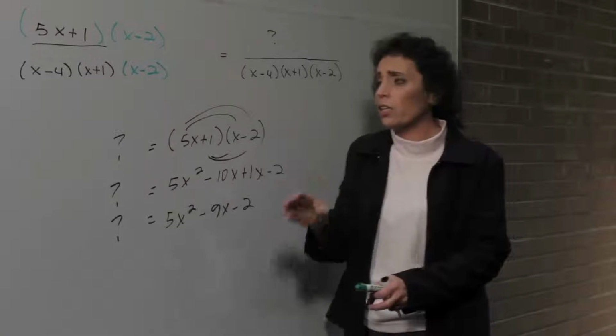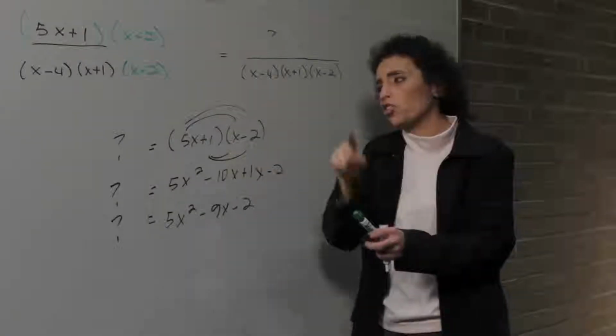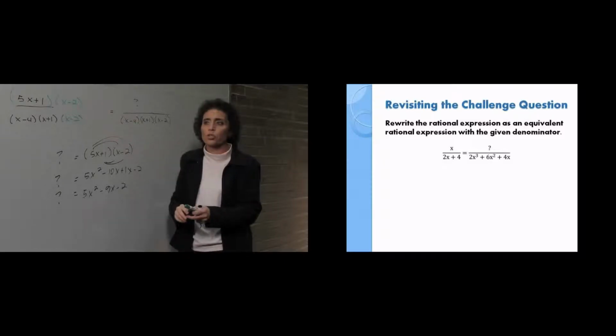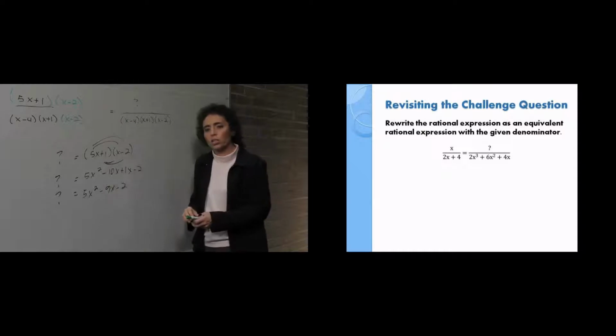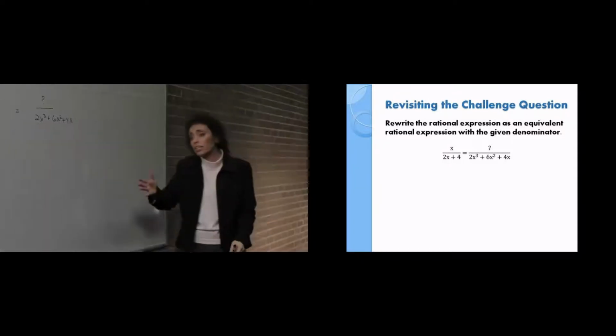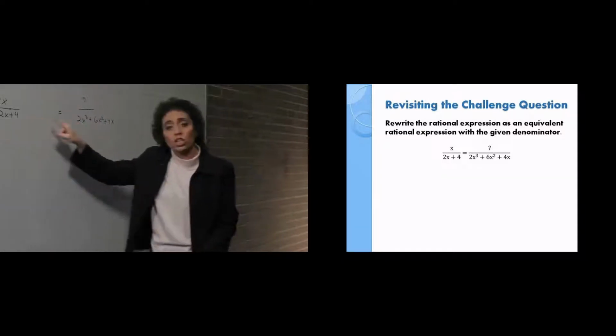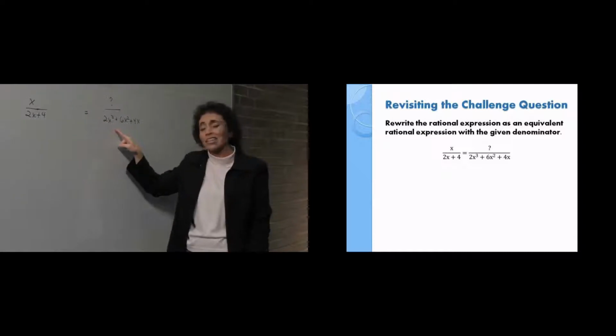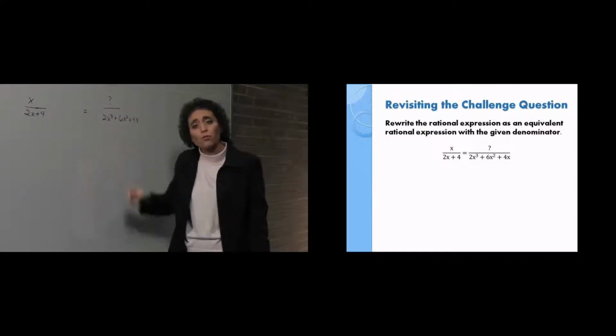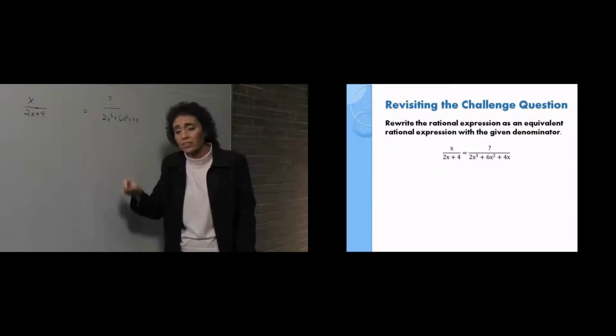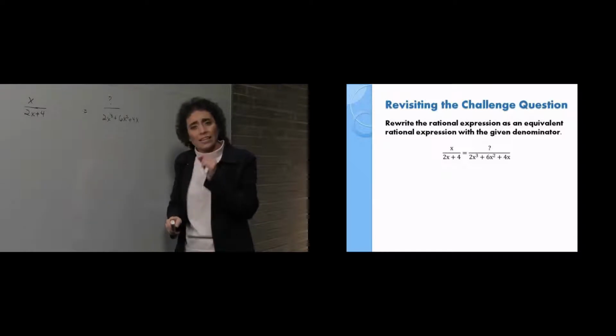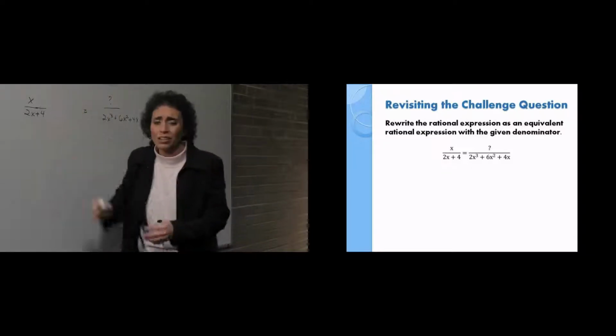So what I'd like you to do is, well, first I'd like to revisit the challenge question, and then I'm going to ask you to do some problems. So let's take a second to look at the challenge question. All right, here's the deal. I want this to look like this. The problem is I don't know what's missing, and the reason I don't know what's missing is because I don't have factors. So I have to factor all the denominators. Even if I could factor the numerator, I don't have to bother.